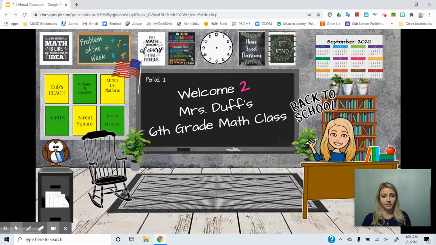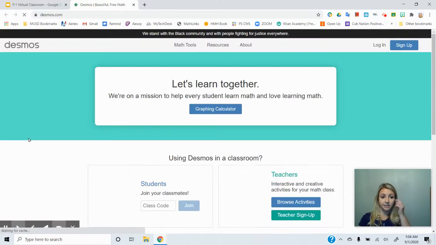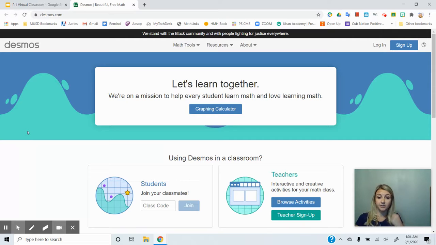Another great resource they can use and will be assigned to them is Desmos. Desmos is a calculator, both graphing and scientific, as well as a place where I can assign them activities to work on in class or during their independent time.